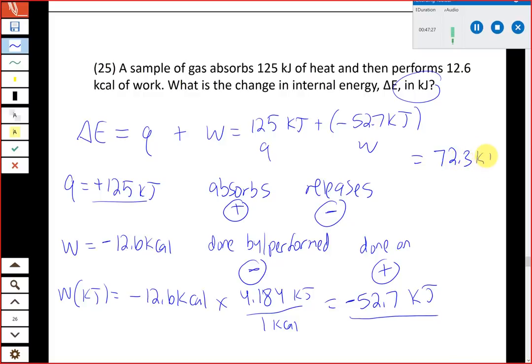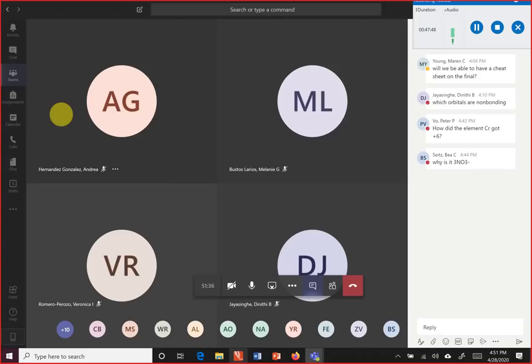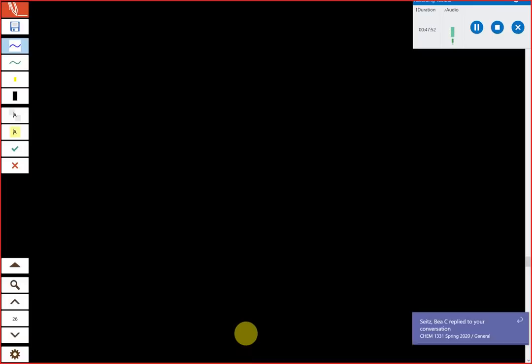72.3 kilojoules positive. Now this is technically too many significant digits, I suppose. It should be just 0 decimal places, but in a problem like this, we would specify the answer format, so don't worry about significant figures too much. All right, so that's how we do it. It's just Q plus W. We have to make sure, though, that we get the correct sign for Q and W as well as the correct units before we add them together. So any questions on that? All right, let's keep going then.